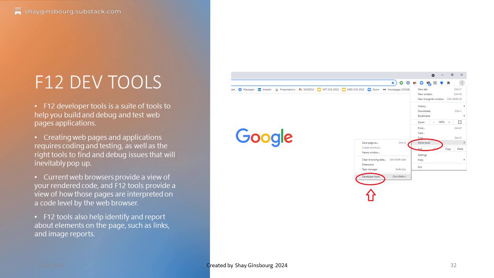4. Element inspection. Hover over elements to view properties, styles, and attributes directly. 5. Console access. Execute JavaScript, log information, and debug scripts. These tools empower developers as well as performance and load testing engineers to create robust web experiences and troubleshoot effectively.